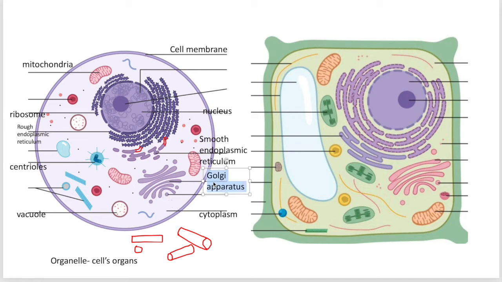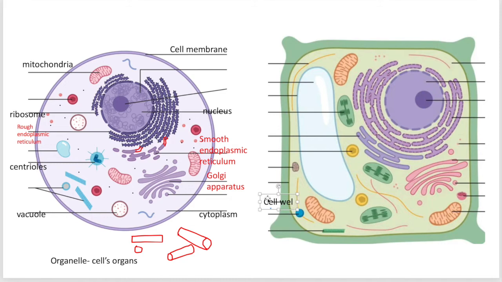Let's highlight this as something else, red for pure science. Quite a mouthful. Let's go to the plant cell now. So plant cells have a cell wall.